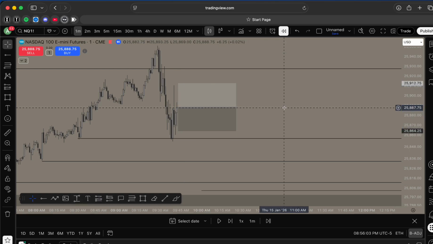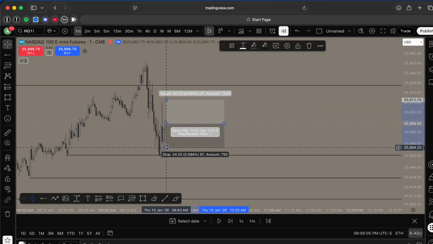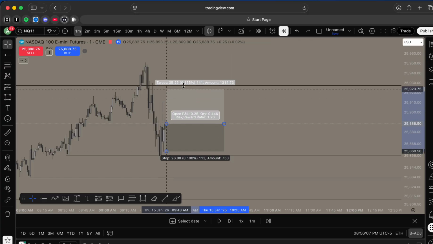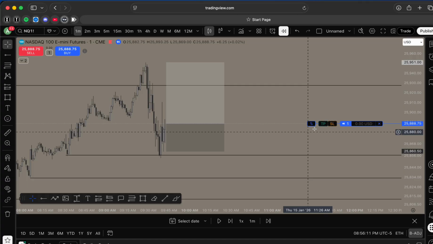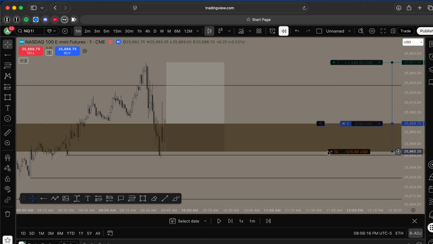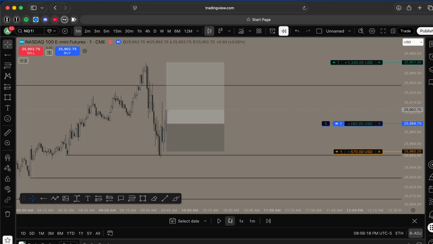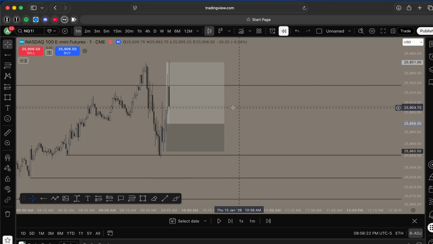I forward tested this as well. Put my stop under this internal low and TP up here. Put your stop down here, and that's TP.